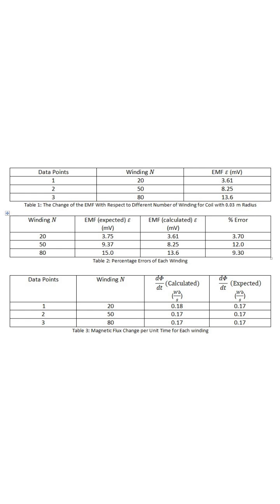I also wanted to compare the data obtained with theoretical values. In order to compute theoretical values, I used the formula minus N times dB over dt times A times cosine theta. Since the negative sign represents the direction, I just recorded their magnitudes.